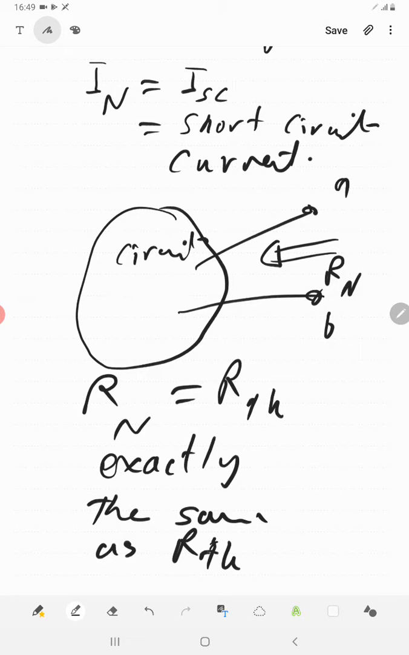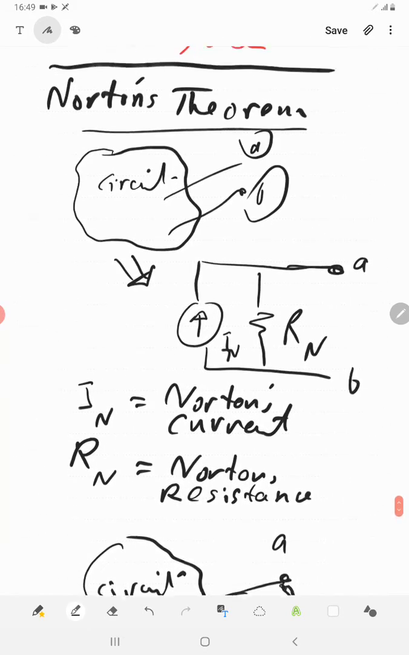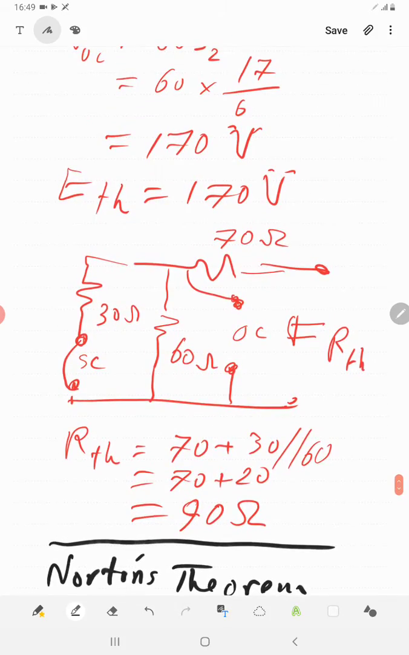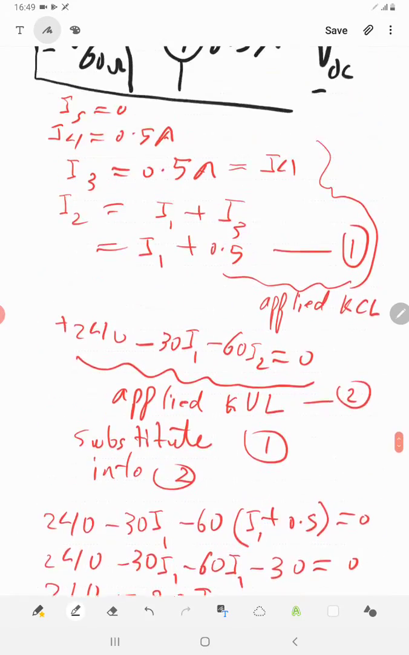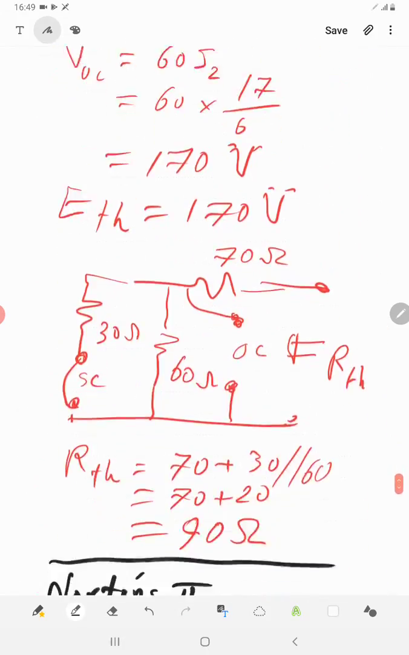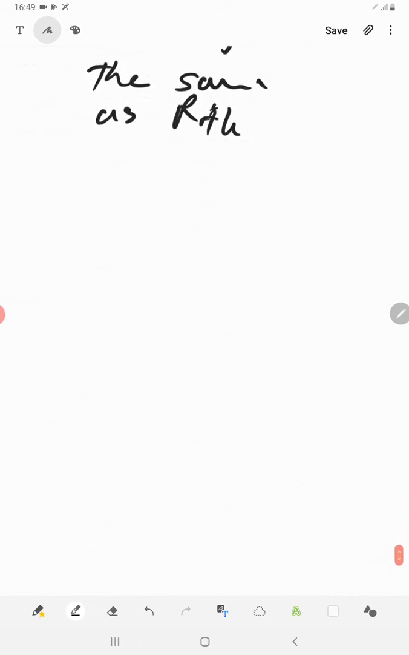Now let's look at the same example before: 70, 60, 30 and half. Yeah, this one. Let's look at the same example and find what is Norton.